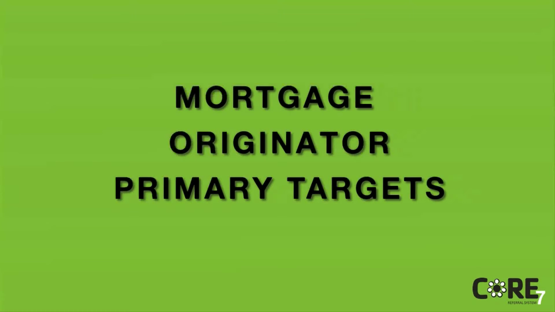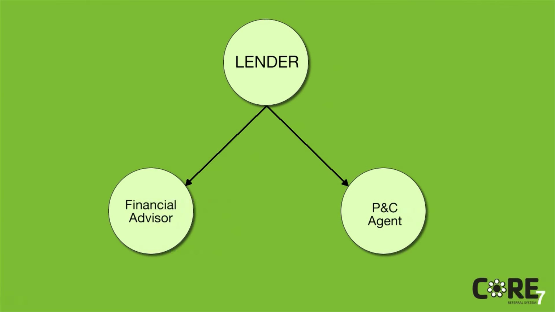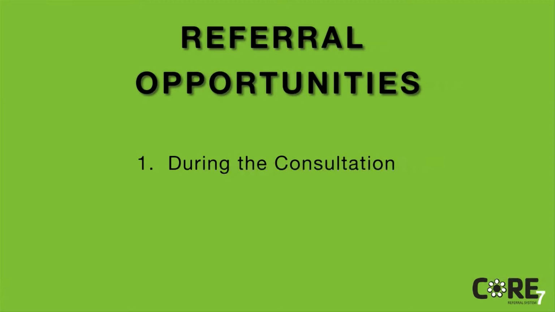So talk to me now about the loan officer. The mortgage originator's primary referral targets are the financial advisor and the property and casualty insurance agent. And there are 4 points where the mortgage originator refers the financial advisor. All right, let's go over all 4 because I think this is a really big opportunity. Okay, great. The first opportunity is right when the mortgage originator speaks to the client at consultation, and it segues into the referral generator.